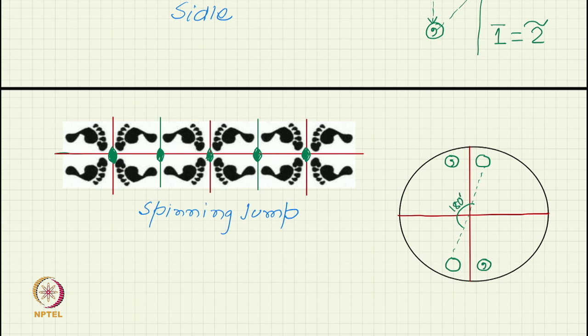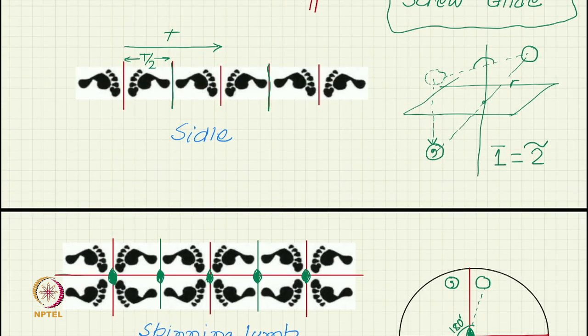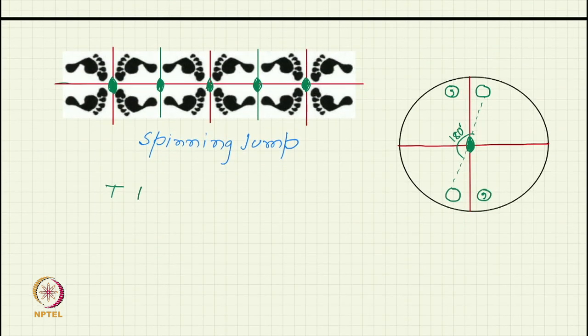about the center. So, you can see that is a two-fold. So, that is your spinning jump. Here we had translation plus perpendicular mirror. Now, we have translation plus perpendicular mirror plus parallel mirror and the resulting 2-folds.